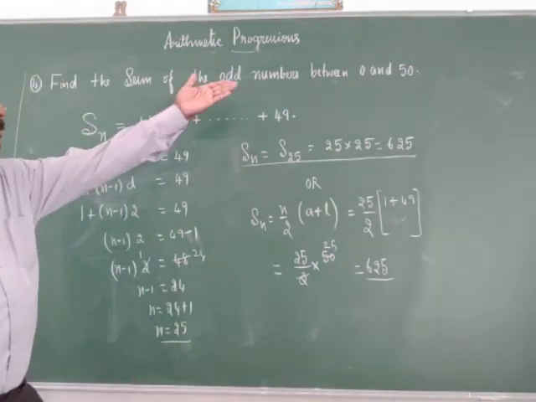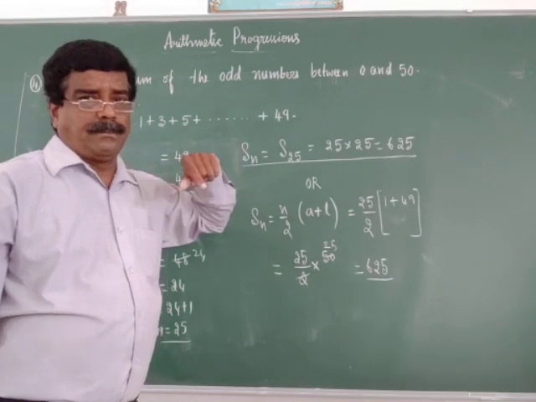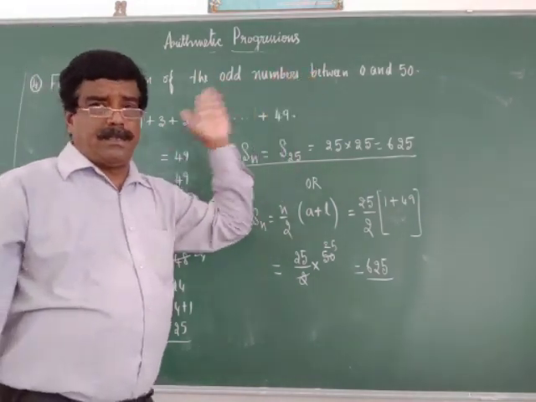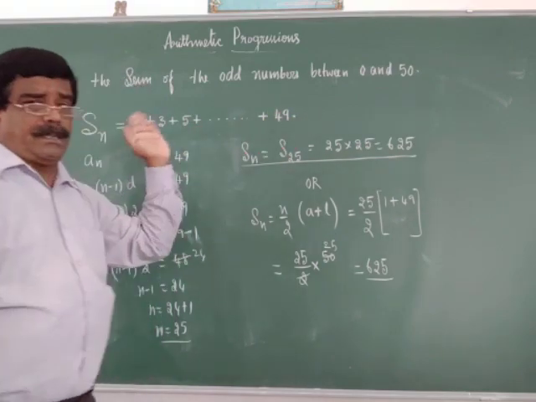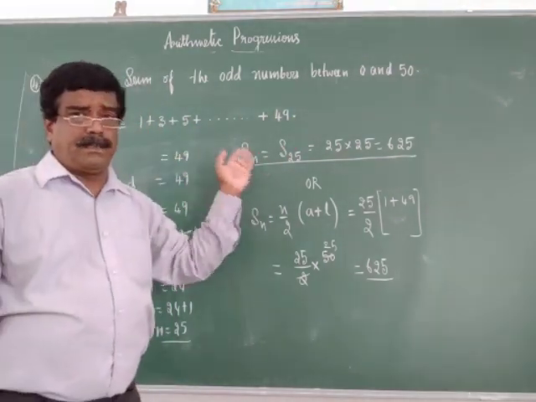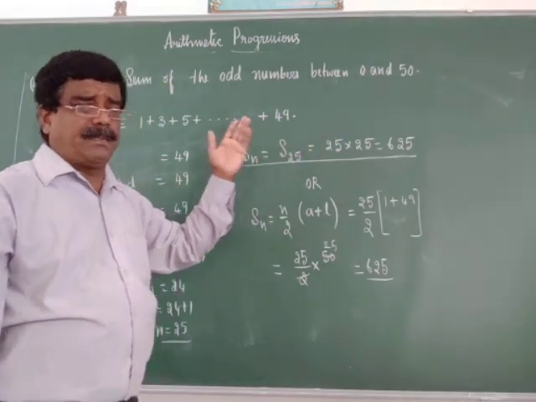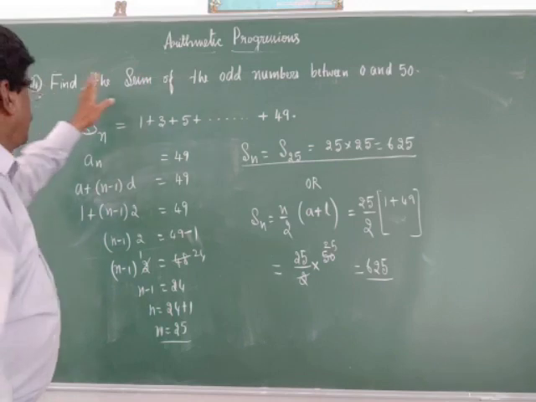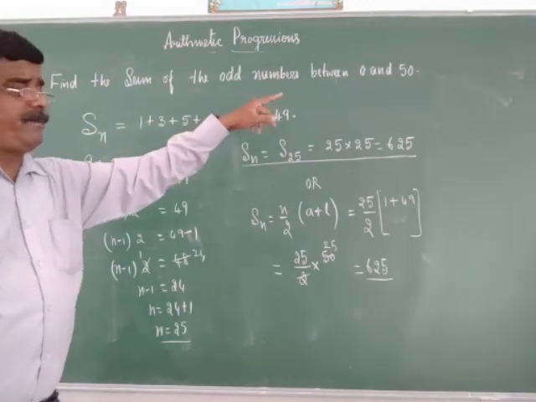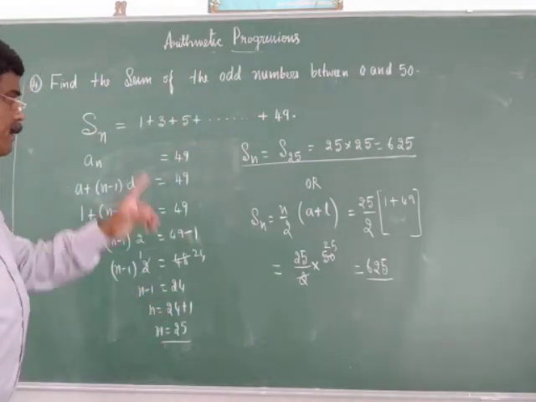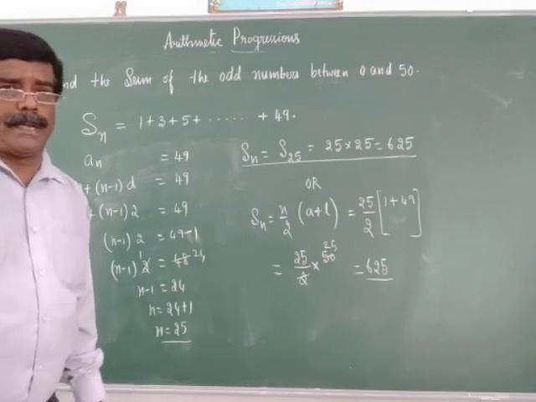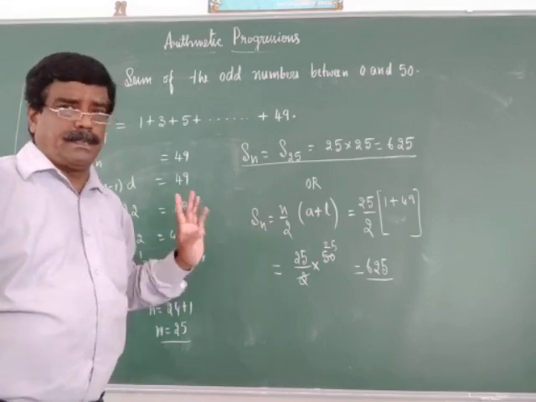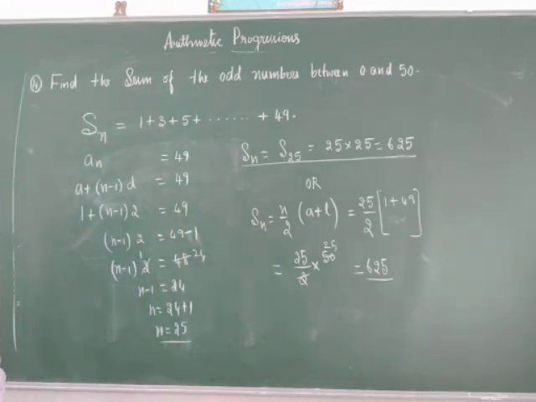For example, here 0 and 50 I had given. Instead of 0 and 50, you can take 0 and 100, 0 and 70, 0 and 30, anything. Just change the numbers, but don't change these words. That is, find the sum of the odd numbers between 0 and some other number you can take, and try to solve it. So you will be getting the answers. You can check with this method as well as that method to develop confidence.